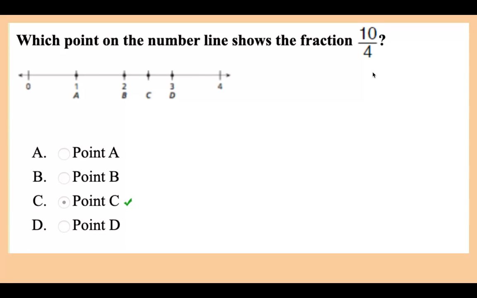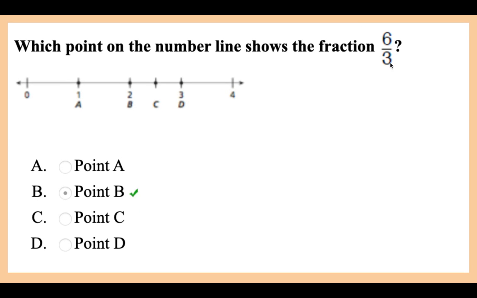10 pieces of something cut into fourths. 1, 2, 3, 4. Or no, this is 4 out of 4. 2 is 8 out of 4. 3 is 12 out of 4. So C is 10 out of 4.